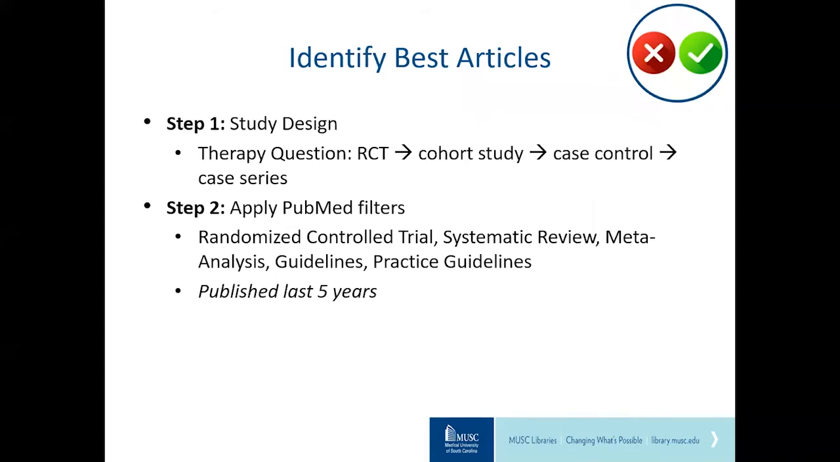Because of the length of the systematic review process from search through publication, it's important to add an additional filter of published in the last 5 years. That ensures that the literature that we're looking at is both highest on the pyramid, but also newest from the perspective of what studies were included in that systematic review.